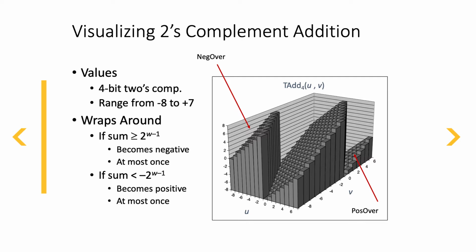And if the sum is less than negative 2 to the w minus 1, it becomes positive, again, at most one time. So we just end up with 3 of these planes instead of the 1 that we would expect mathematically or the 2 that we get with unsigned addition.